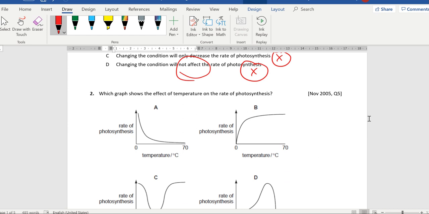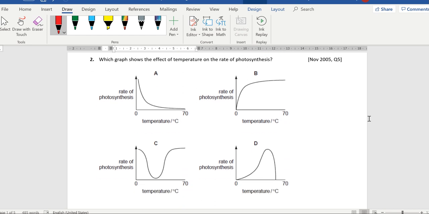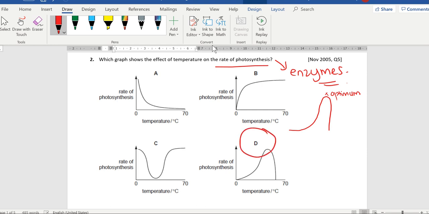Question number 2. What graph shows the effect of temperature on the rate of photosynthesis? So we know that photosynthesis relies on enzymes. And the enzyme graph is always slowly increasing, then increasing really fast, and then it drops down because the enzyme becomes denatured beyond the optimum. So over here, the best graph that looks like the graph for an enzyme. Oh wait, yeah, actually it's D. That's right, because temperature affects enzymes.